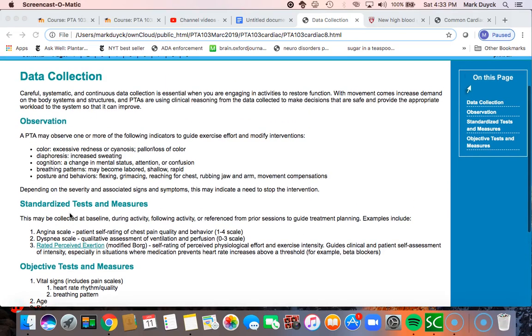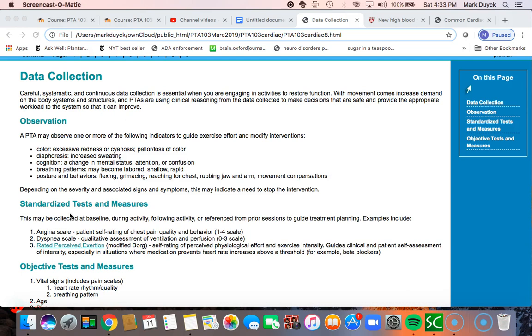So data collection is an area where the PTA is providing or gathering information that will provide your supervising physical therapists and other healthcare providers important information on how your patient responds to mobilization. Mobilization specifically, we're talking about moving, whether that is moving about in bed, moving in regards to transfers, or being involved in ambulation activities.